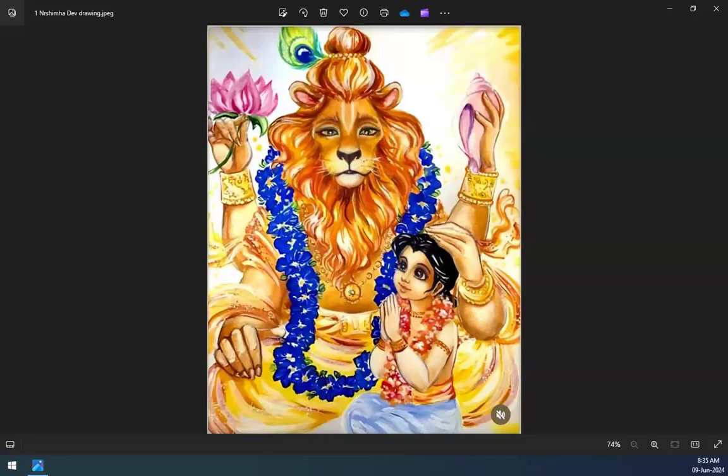Now part 2 is verses 9 to 11, where the title is Vidura asked about Brahmaji's creation. Dipanshu Prabhu, verses 9, 10, 11 translations.